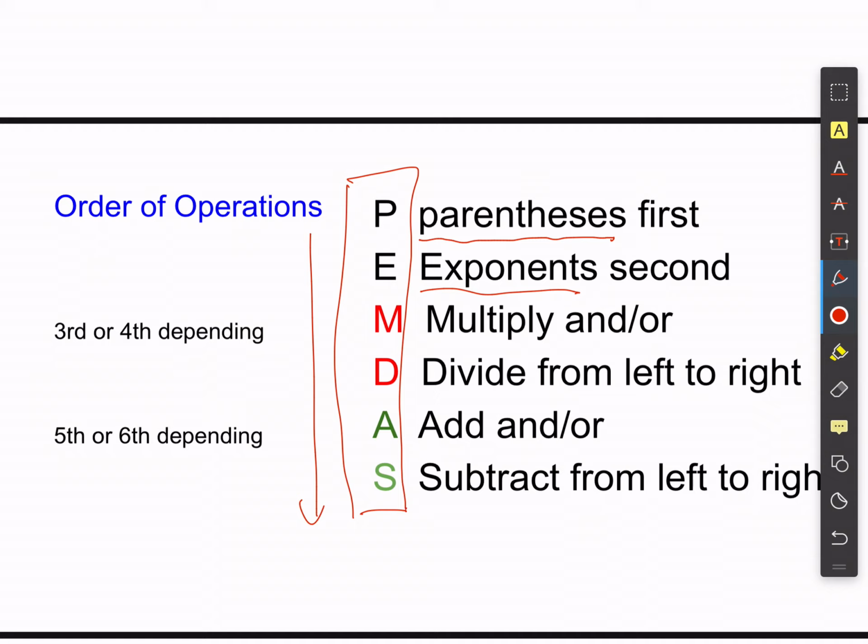Then for number three, we do either one of these, multiply or divide. So if there's both multiplication and division in our problems, what we do is we just go from left to right. It doesn't matter if you divide or multiply first. They work together. So that's why I have them color-coded red. And then the last thing that you do is you add or subtract from left to right. And again, addition doesn't necessarily come first. These two work together. These two work together. Okay, so you just go from left to right.